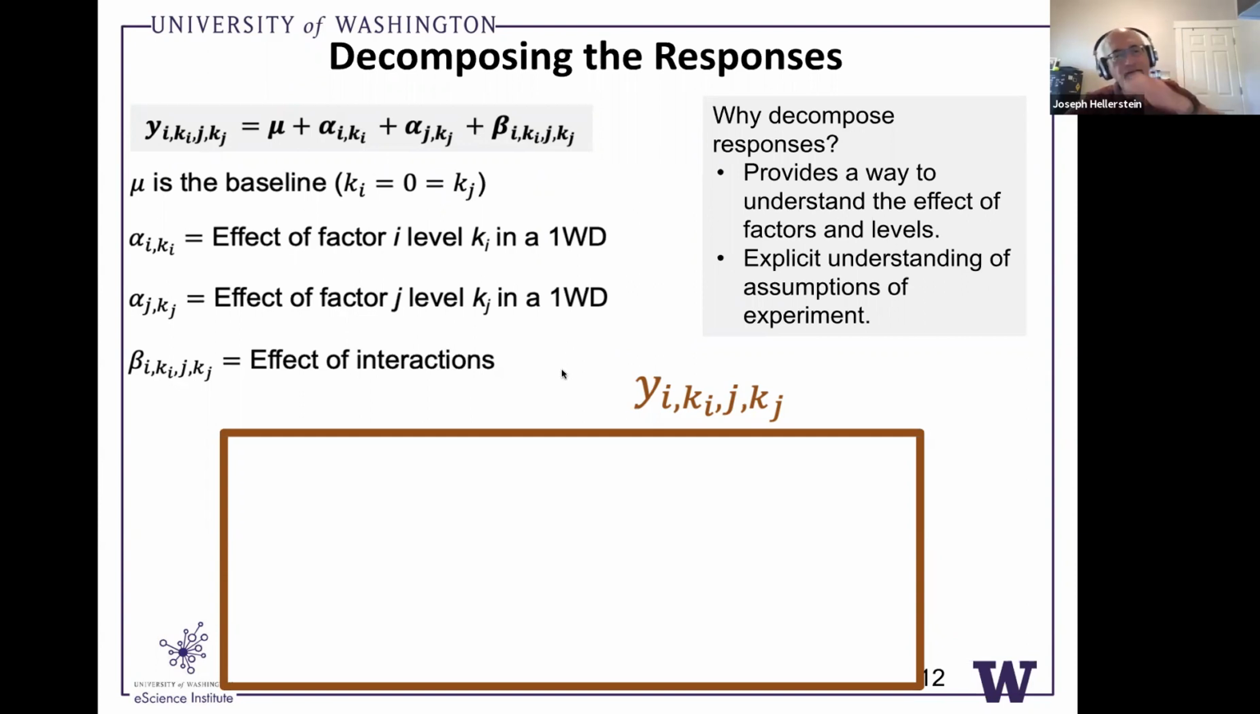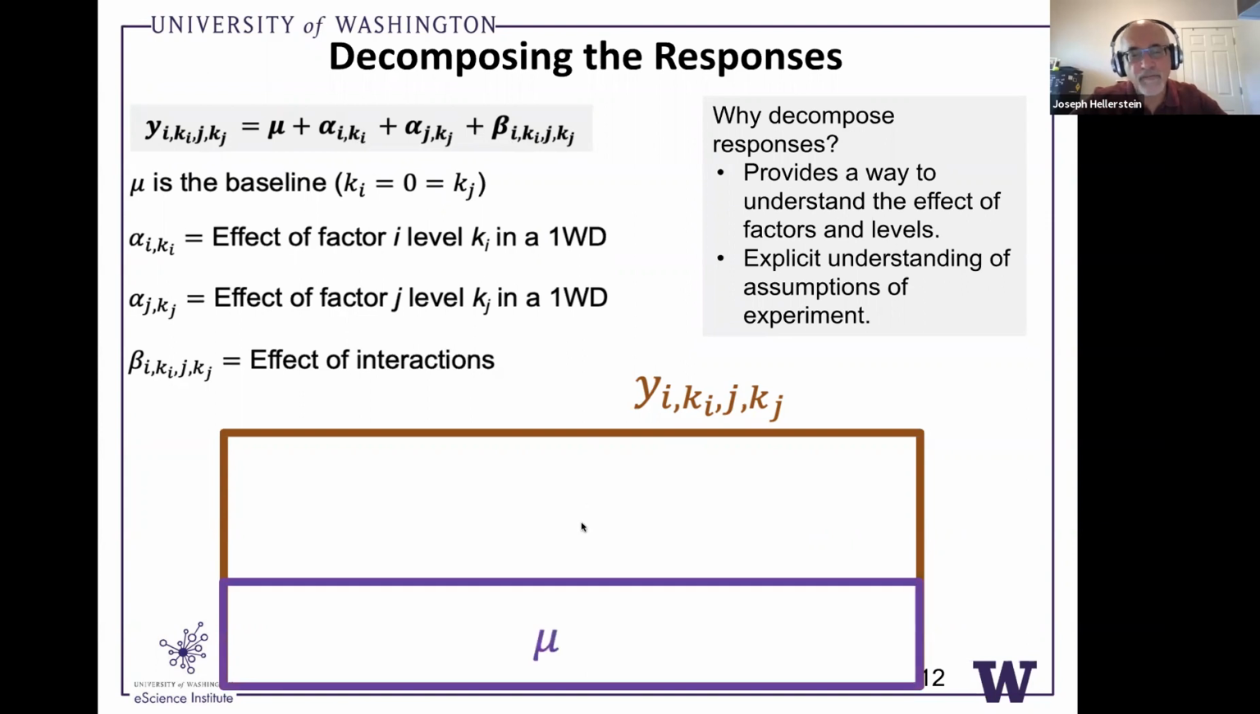So here's a diagram that hopefully helps us. Suppose we have this response for a two-way design. So we're varying two factors, i and j, with their corresponding levels, k_i and k_j. And this rectangle is intended to indicate the value for y. So this area really corresponds to the value for y. And what we're doing with this formula up here is showing how this area got divided up. What corresponds to mu, to alpha k_i, alpha k_j, and the beta. So here's how the area gets divided up.